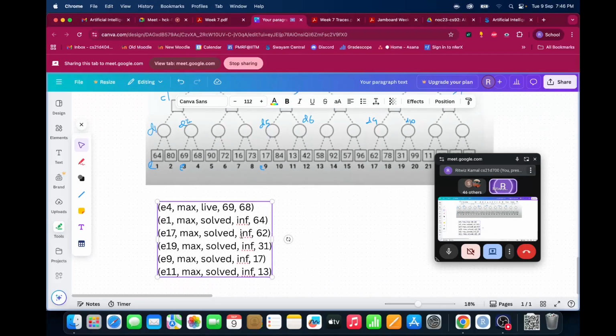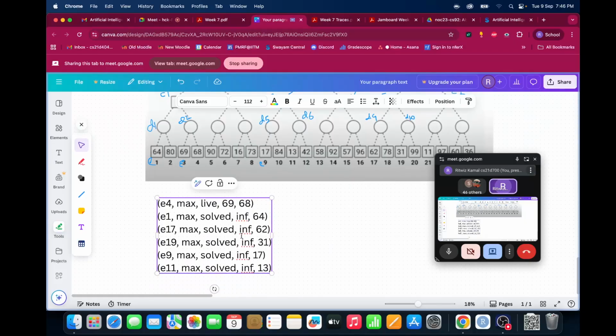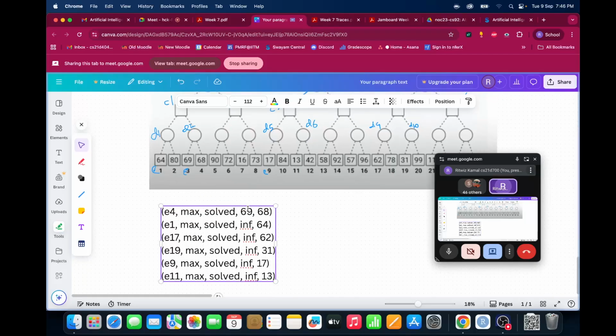This is how the queue will look. We will next label E4 also as solved, and we will change the bound. This will become 68 too. So this is what the priority queue will look like after one operation of including the immediate sibling of the topmost node in the priority queue.